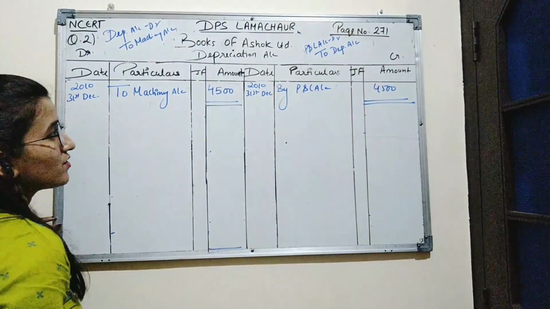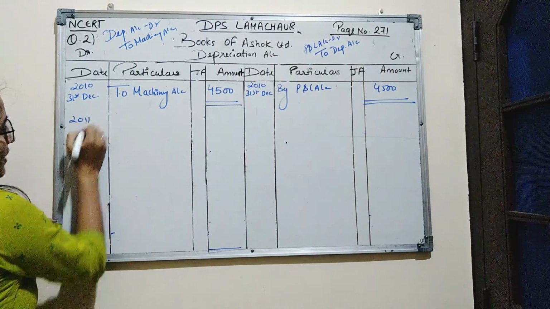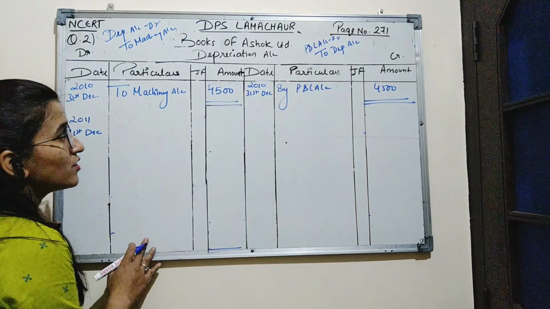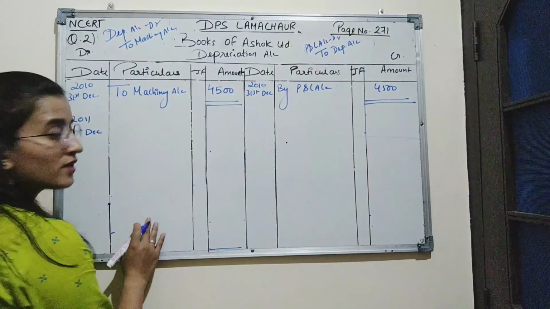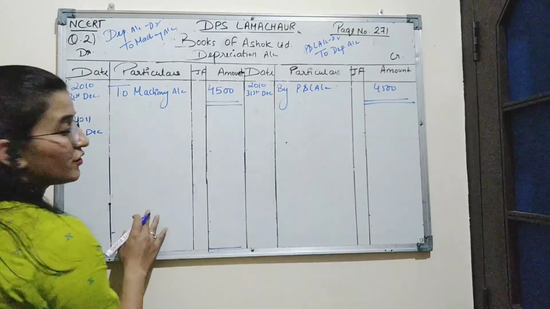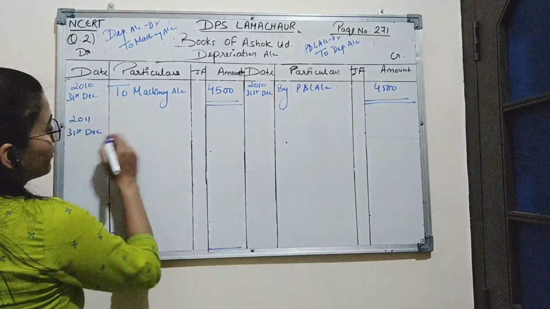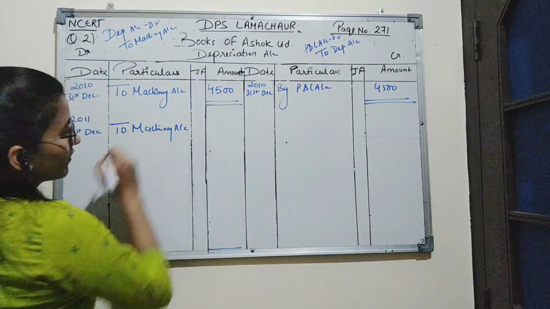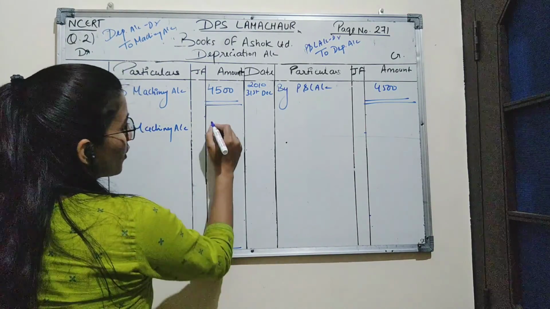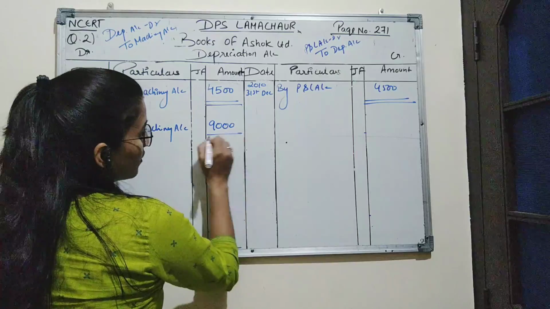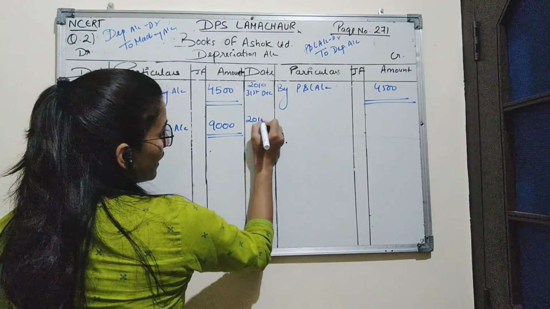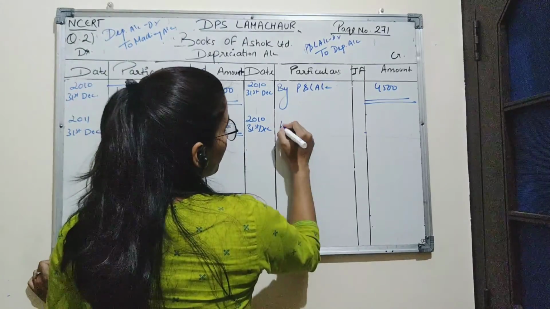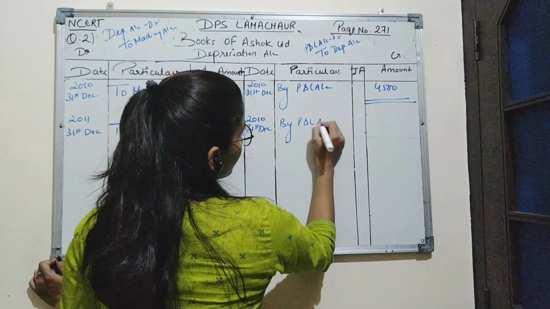Now moving on to the next year, which is 2011. At the end of the year, depreciation is charged 9,000 because in 2011 this machinery was used for the whole year. So we'll write it as to machinery account. Depreciation amount in the second year was 9,000. Again 31st December, this amount will be written off from P&L account.